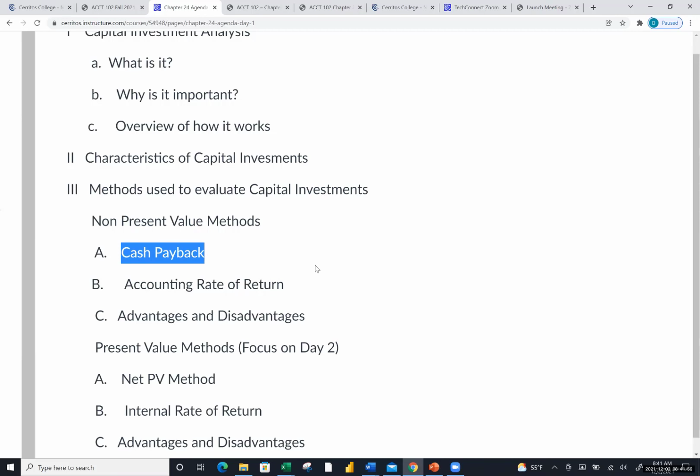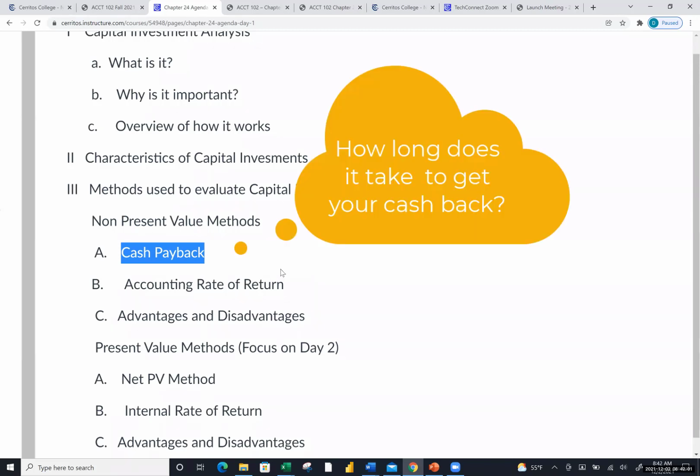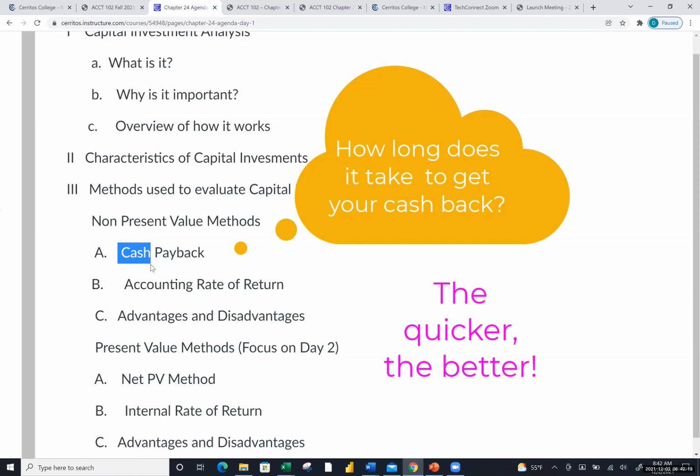The first is the cash payback, and I want to emphasize the word cash. This is cash based, and it answers the question of how quickly can I get my cash back? And as in all cash payback analyses, the quicker you get your cash back, the better off you're going to be. So the shorter the cash payback, the better off the investment is.